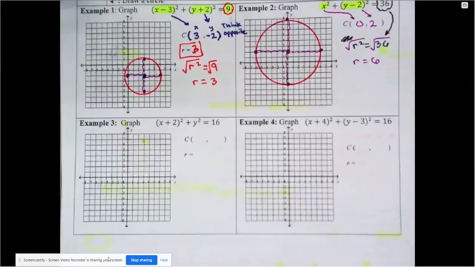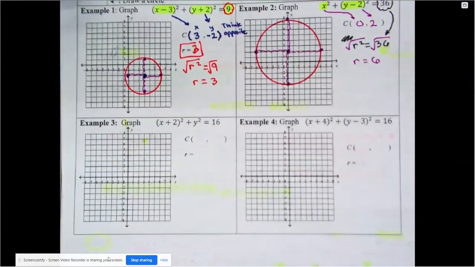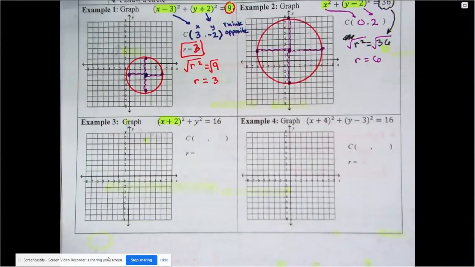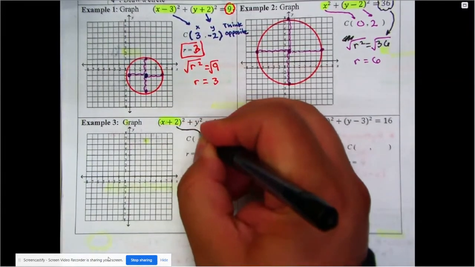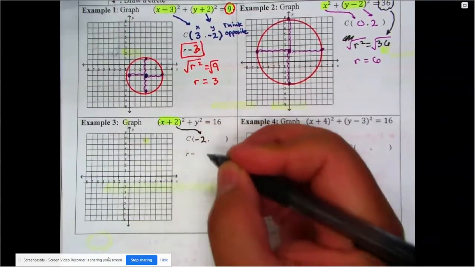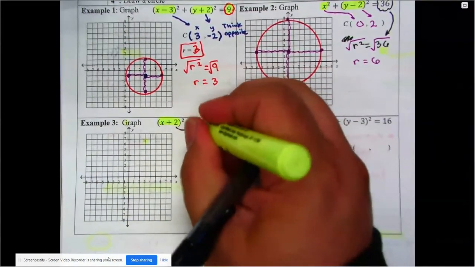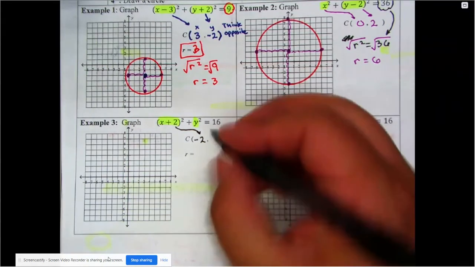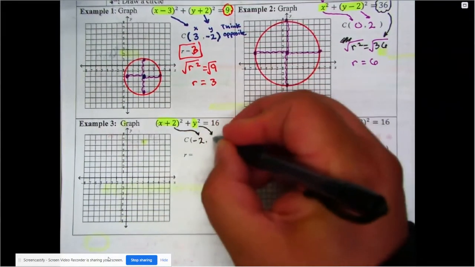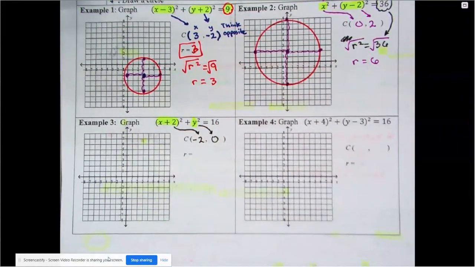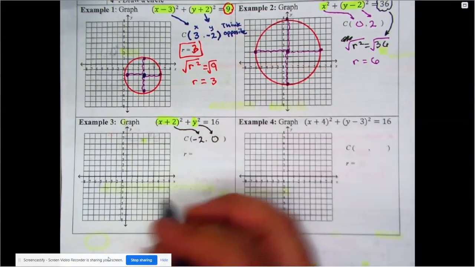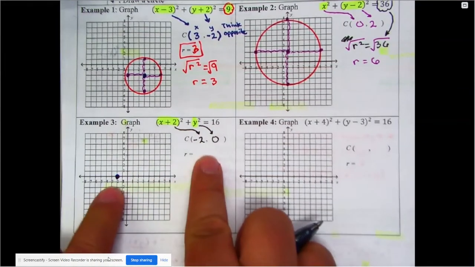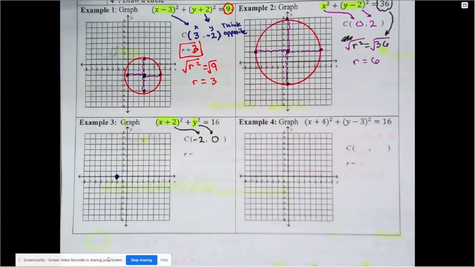So now we're going to quickly finish these here. Again, it's all about thinking opposites. I see a number being added to the x, then I'm going to think opposite. And so my x value is -2. And then when I look at my y, once again, nothing is being added or subtracted to it, and so we're going with the 0. All right, so we have our center, -2, 0. Back 2, and then I stay there. And now we just need a radius.